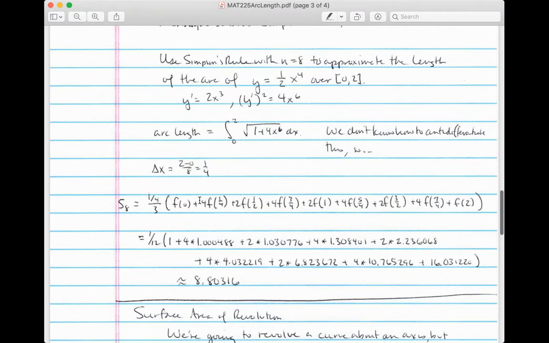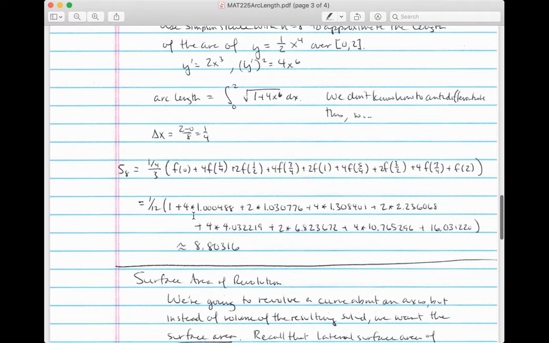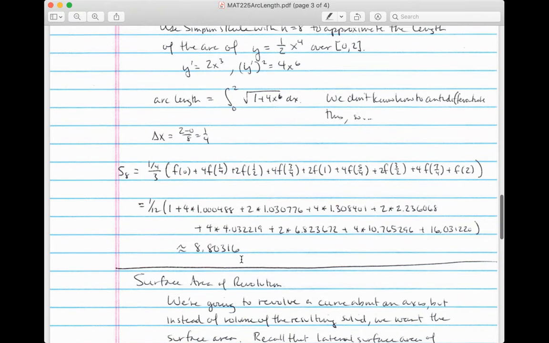Delta x is 1/4. I plug this function into my calculator. This is what I expect to have to evaluate with delta x equal to 1/4. Delta x over 3 is out in front. And I'll trust you to go to your calculator, enter this function, see that these are the numbers that you get. And so I get about 8.8 as my approximate length.